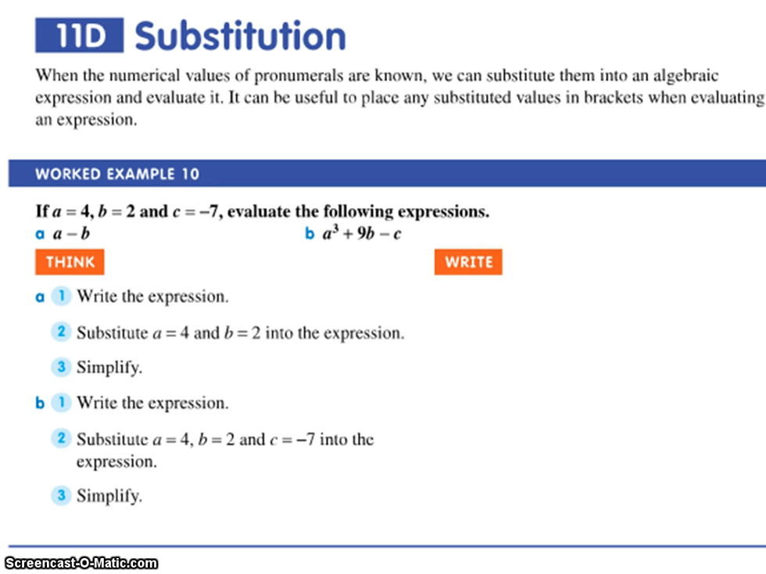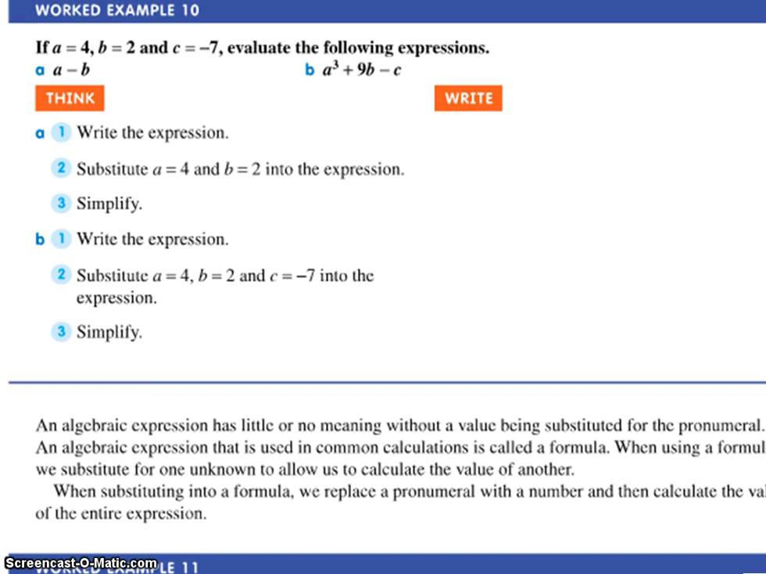Okay, so worked example 10. It says if A equals 4, B equals 2 and C equals minus 7. So we've been given values. So we now know what these things are all equaling. Evaluate the following expressions. Now you'll notice in the paragraph just above it says it can be useful to place any substituted values in brackets when evaluating an expression. Please do that. It will make your life a lot easier. Okay? I'll explain why in a second as we have a look at it.